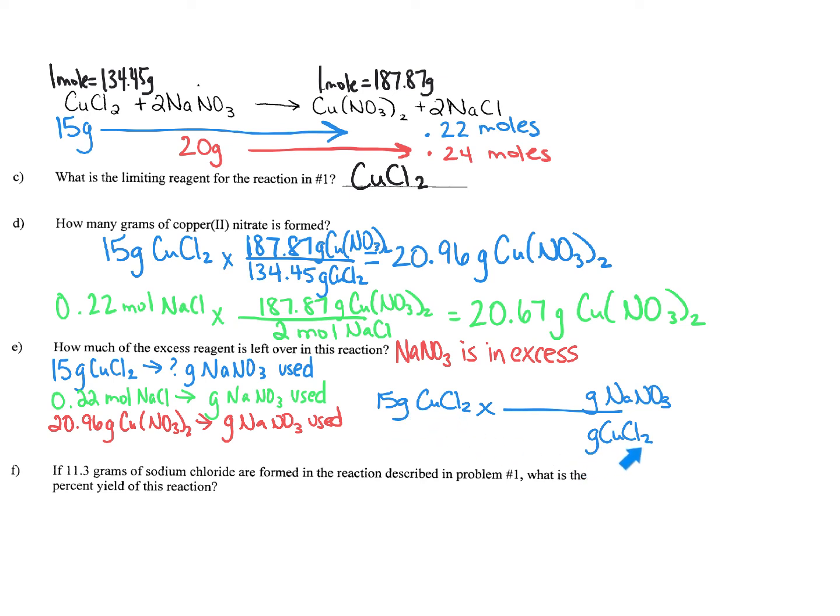So my grams of copper chloride is going to go on the bottom, and I want to find out how many grams of sodium nitrate there are. Remember, we can create our conversion factor based on the information from the balanced equation. I need to find out how many grams of copper chloride, which according to my balanced reaction is 1 mole, and 1 mole weighs 134.45 grams of copper chloride. So I'm going to put that there.